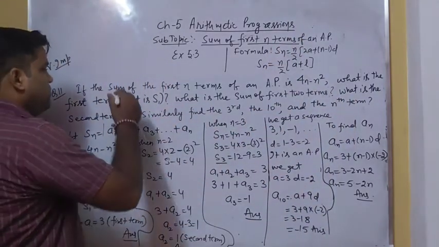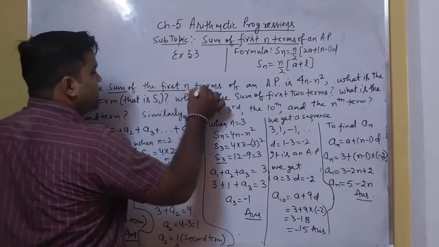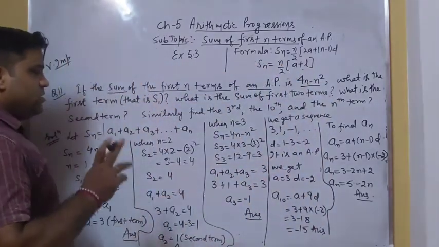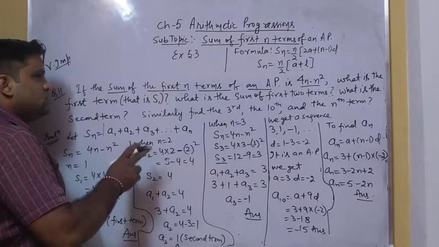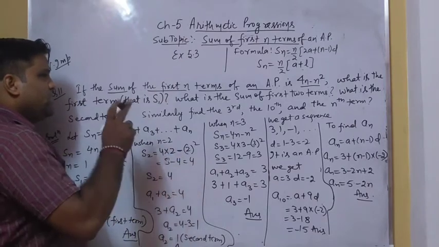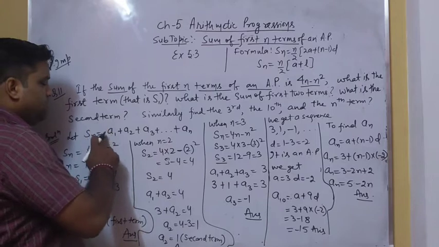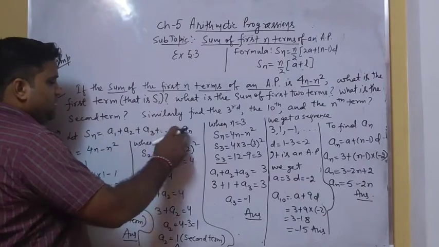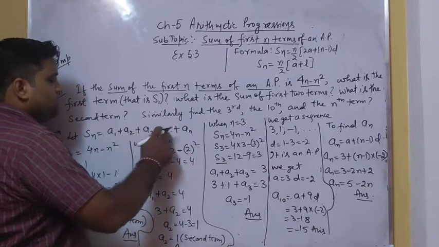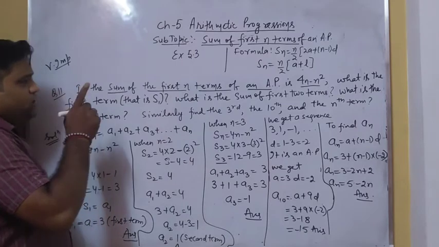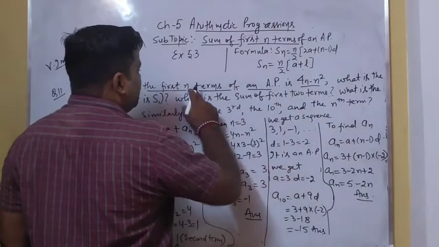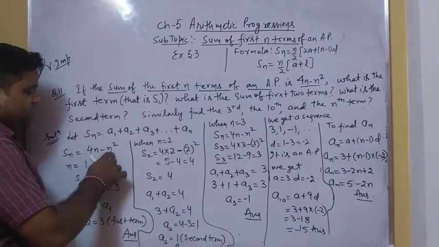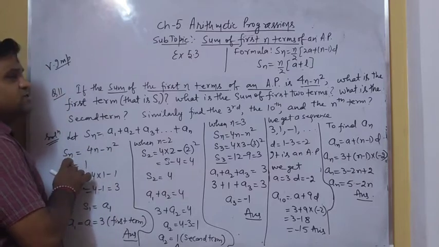Here in the question, it is given that the sum of the first n terms of an AP is equal to 4n minus n square. First of all, we consider a sequence which is an AP. Its sum is Sn equals a1 plus a2 plus a3 plus up to an. Here it is the sum of an AP. So Sn is equal to 4n minus n square. Here n represents a natural number.